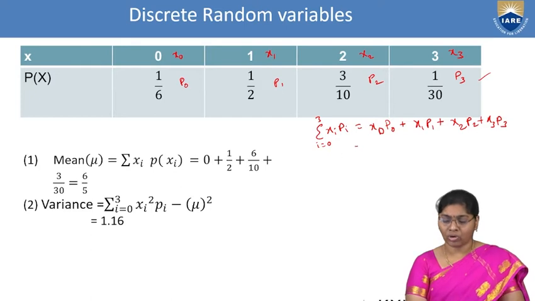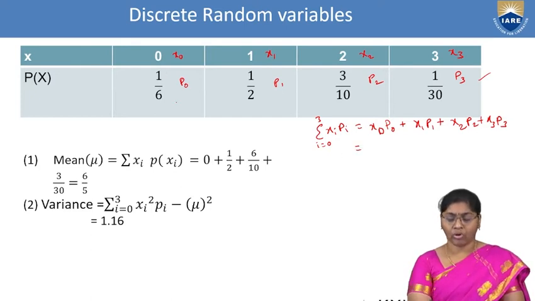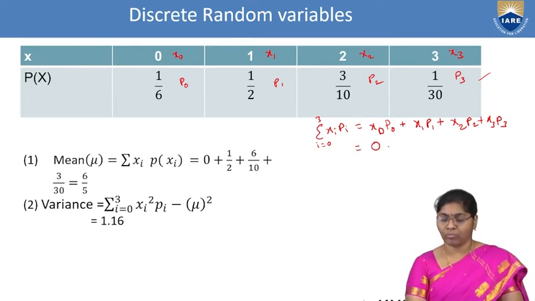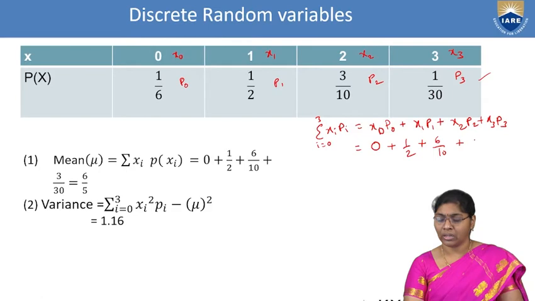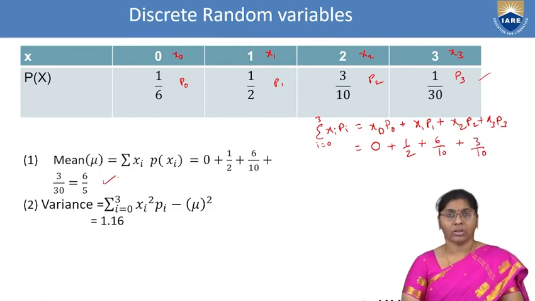Now, what is x0 into p0? 0 into 1 by 6, that is 0. Plus 1 into 1 by 2, that is 1 by 2. Plus 2 into 3 by 10, that is 6 by 10. Plus 3 into 1 by 30, that is 3 by 10. The total is 6 by 5. That is the mean.